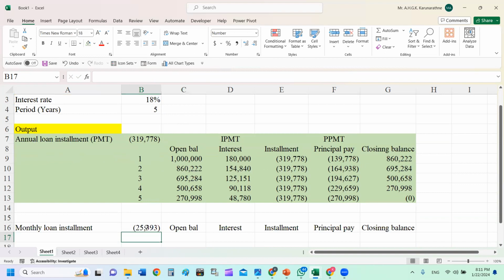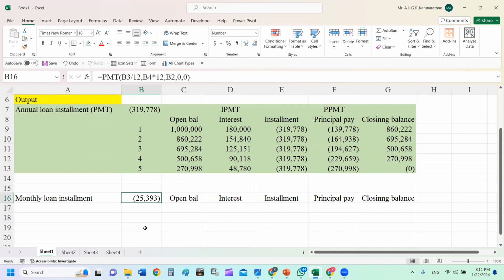Now, my 25,393. This is your monthly installment. Right? We will see whether, if you keep paying 25,393 for the 5-year period, your loan balance becomes 0. We'll see. Right. Okay.